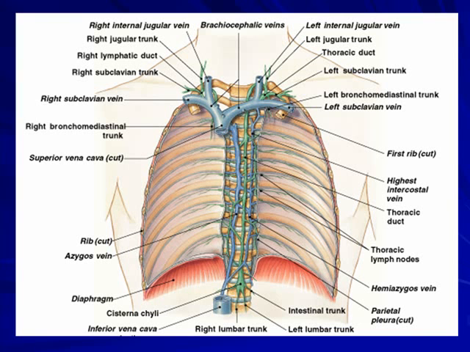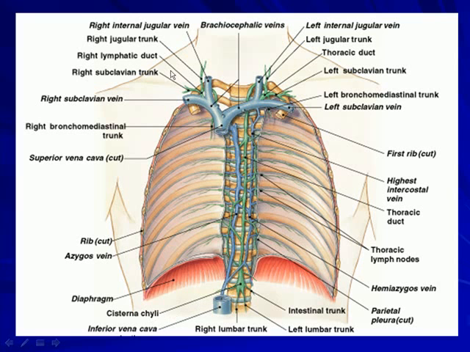For the laboratory portion of the exam, this picture is out of your textbook. I would expect you to be able to identify this key structure in the lymphatic system. This is referred to as the thoracic duct. You should be able to identify that. And then its most inferior aspect you should be able to identify. This is referred to as the cisterna chyli. So again, the thoracic duct and the cisterna chyli.